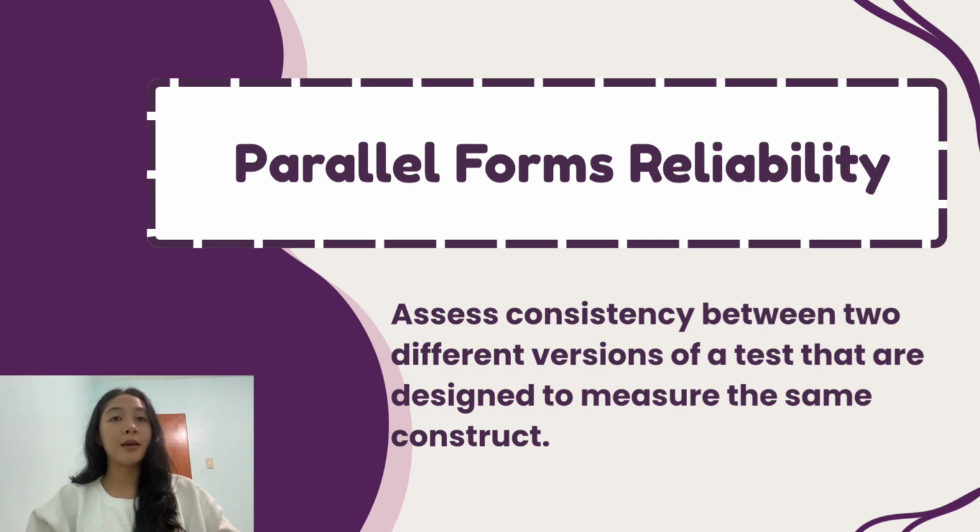This type of reliability consistently measures the same thing, even in different versions. For example, you made 2 math quizzes with different questions but covering the same topics, and your students' scores are about the same on both. Then your quizzes have strong parallel forms reliability.